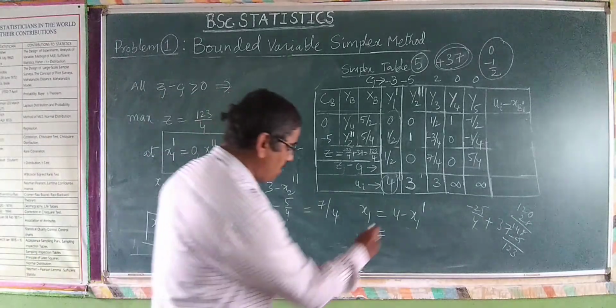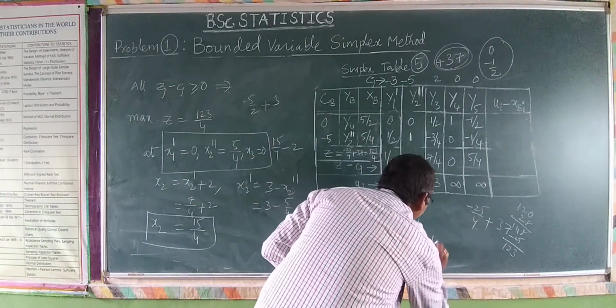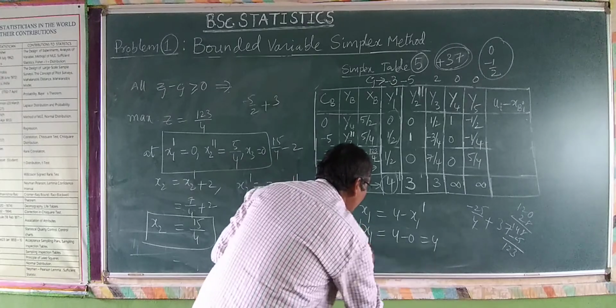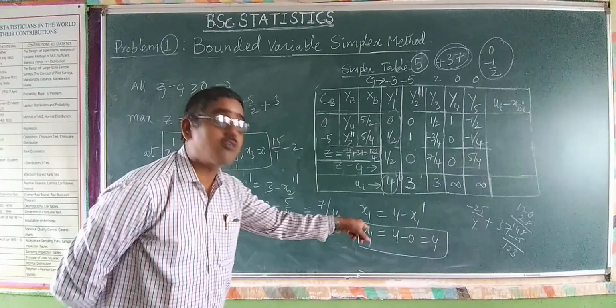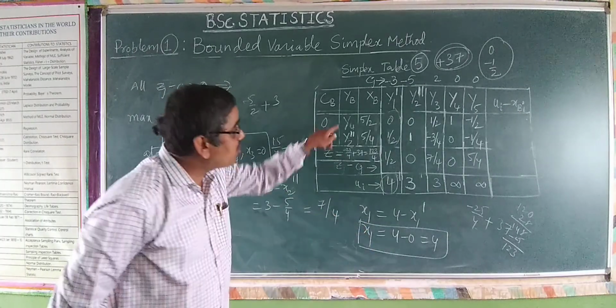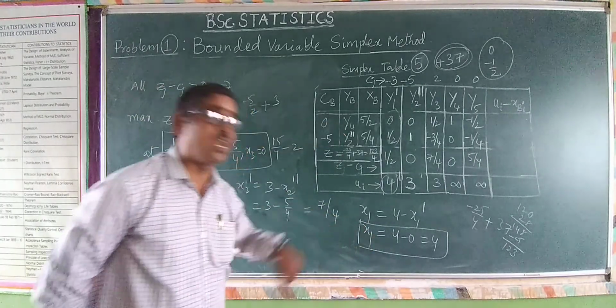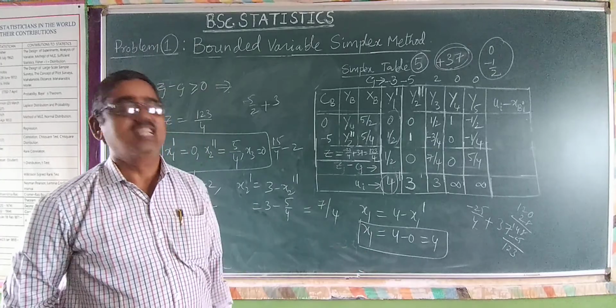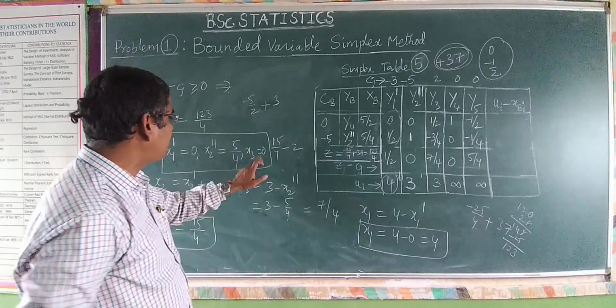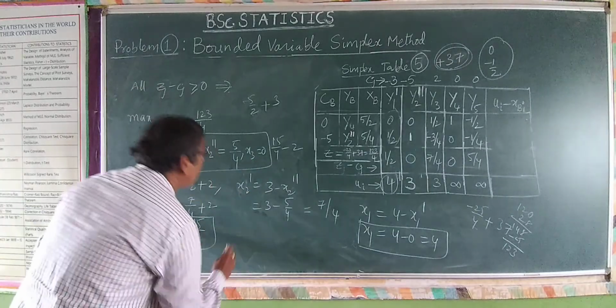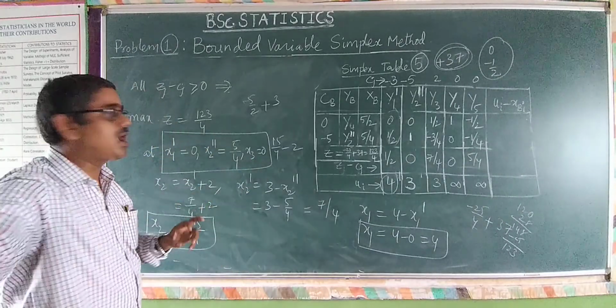x1 dash is 0, therefore 4 minus 0 is equal to 4. So the x1 value is 4. You remember, this is the value of x1. This is the way you can calculate x1. Even though x1 is not here, x1 is calculated. x1 is equal to 4. But for x3 there is no option to calculate x3, therefore x3 is 0.